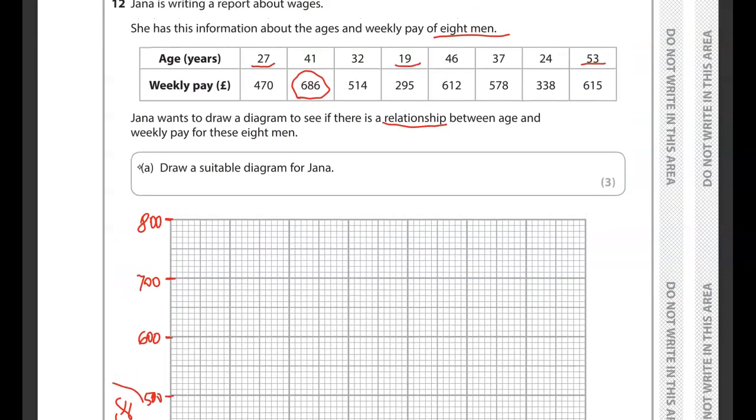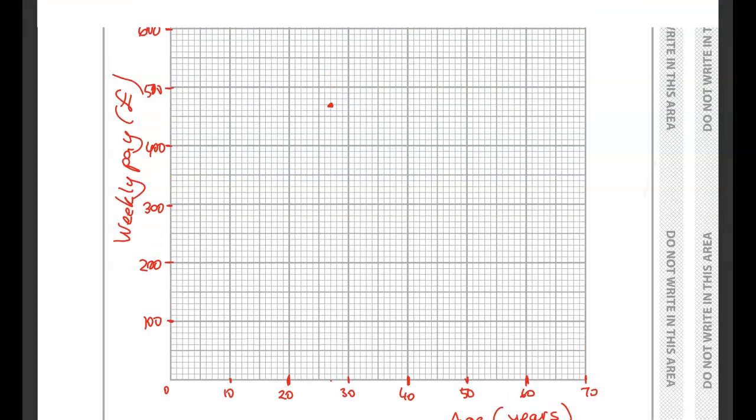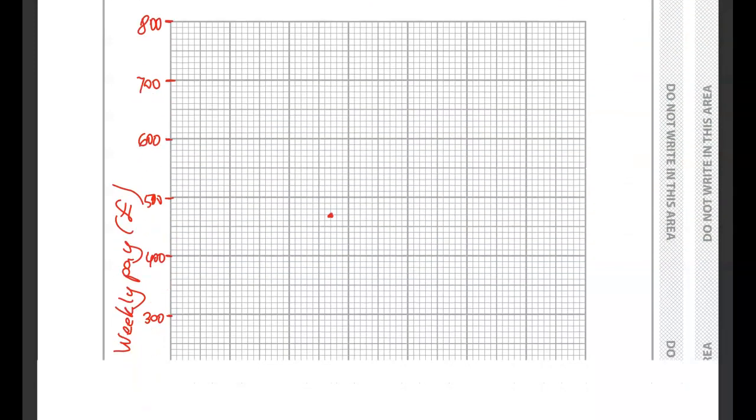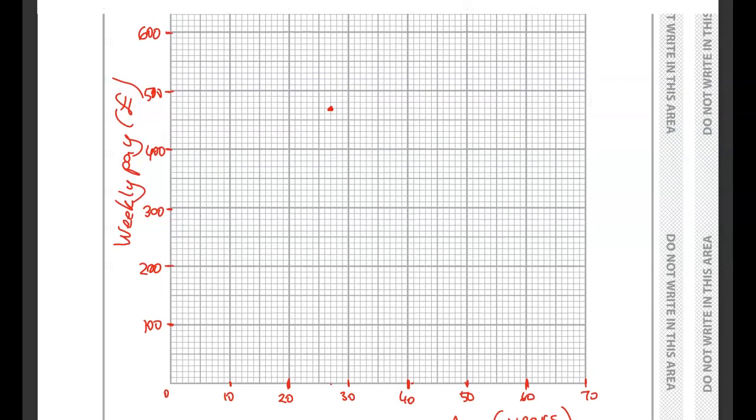So first one, age 27, weekly pay 470. So 27 going up to 470, 450, 470 here. 41, 686. So there is 41 going up to 686.